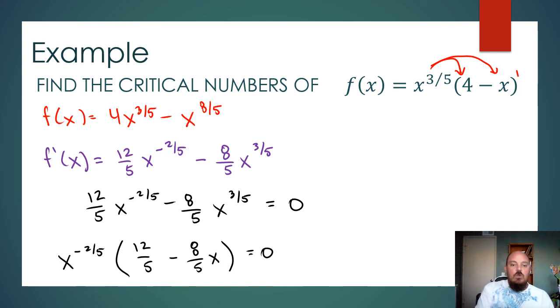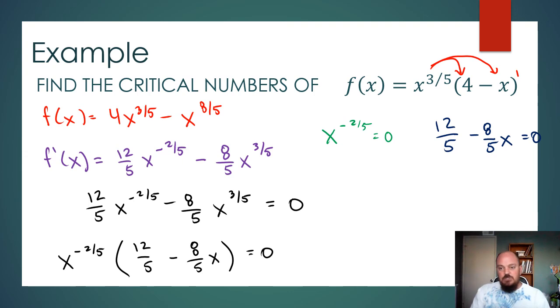Okay. Once it's factored, you can separate and solve. So either x to the -2/5 equals 0, or what was inside the parentheses, 12/5 minus 8/5 x equals 0. Now if you solve those two equations, you've got your critical values. Now you don't have to worry about undefined here. The undefined, it's not a fraction, it's not something over another. When it comes out just like one single thing, just don't worry about undefined. Set it equal to 0 and solve, and that'll give you all your critical values.